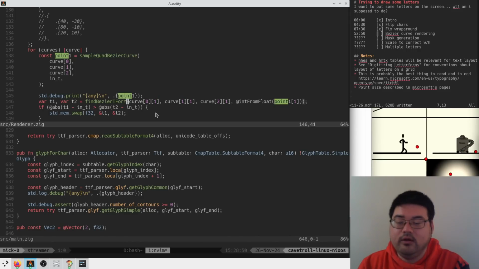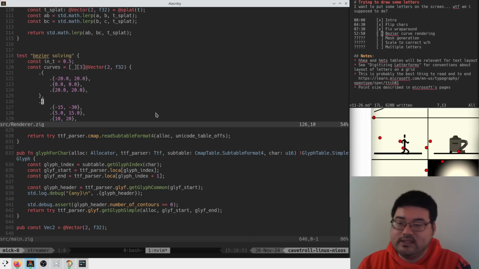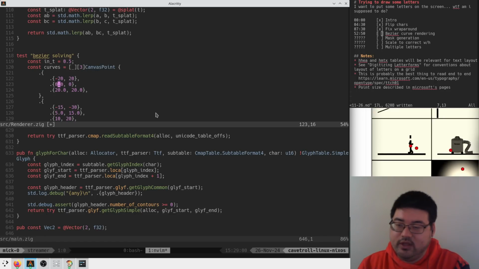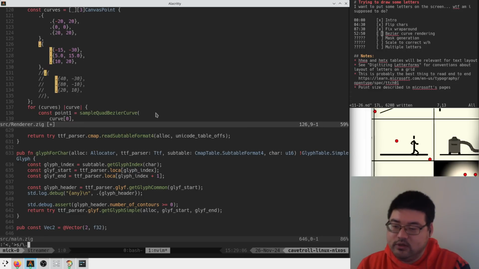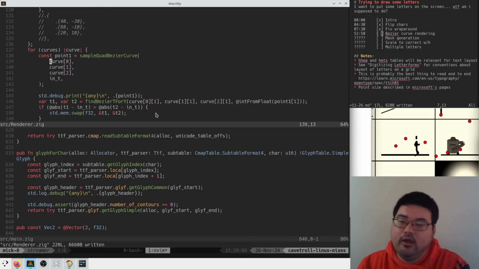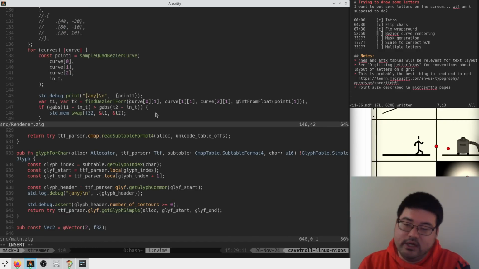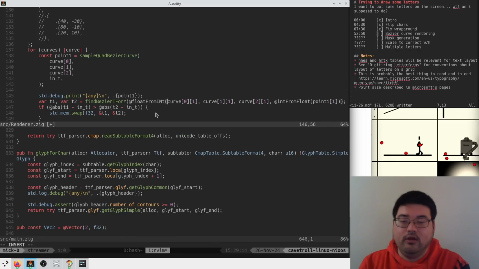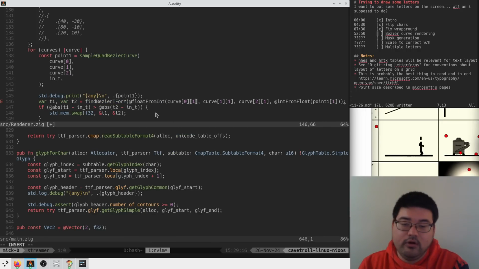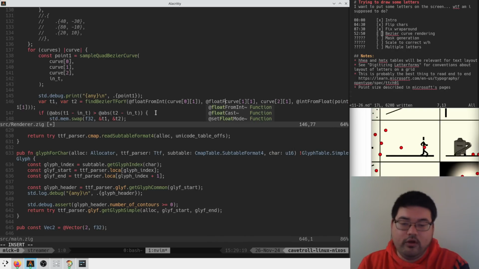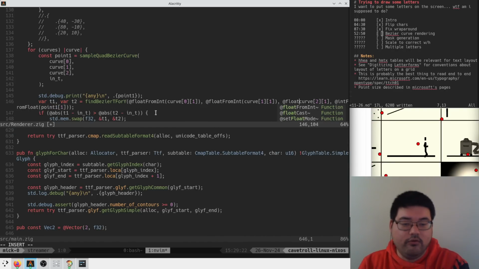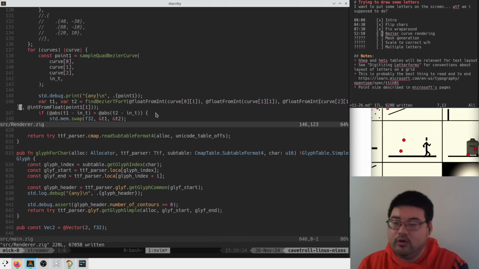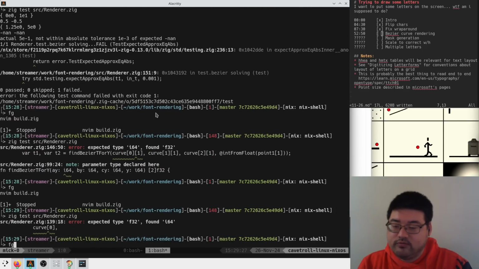And then I guess we will make these canvas points, which means that all of these things need to be integer. So drop the point zeros. Okay. And then here we will just do float from int on each of these. That should help. Float from int. Float from int. Okay, and then curve 0 is 139.